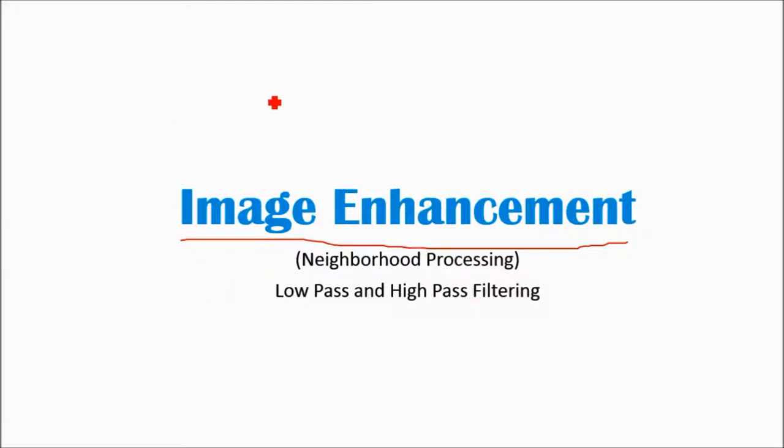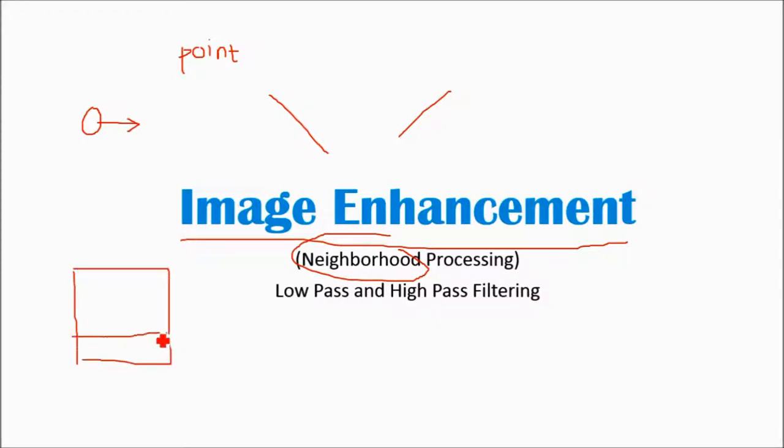First part of image enhancement: there are two types of image enhancement. One is point processing and the second is neighborhood processing. In point processing you have to change pixel by pixel, but in neighborhood processing, if you want to change the center pixel, you have to consider the 8 neighbors of that pixel also for having that value. That is called neighborhood processing. So you have to consider neighbors of the pixel.